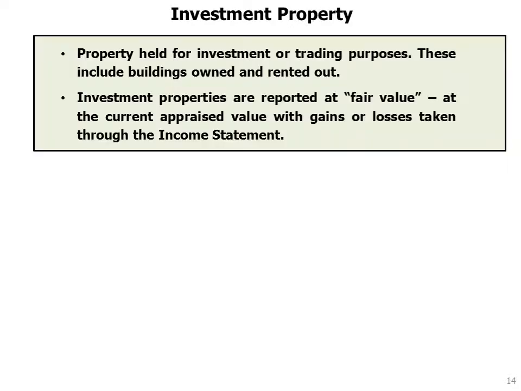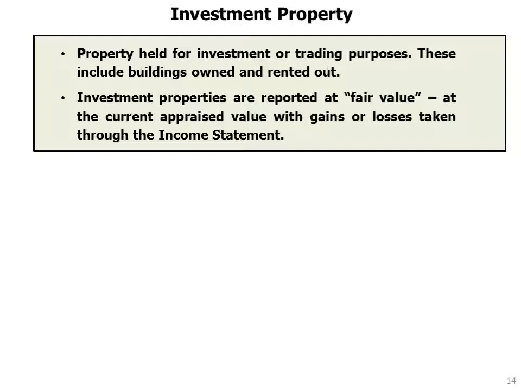Property and plant which is reported at historic cost is reported on the basis of how much it cost originally less accumulated depreciation. It does not look at the current market or replacement cost in any way. Investment property, however, is property held for investment or trading purposes, including buildings owned and rented out. So investment properties are reported at what is often called fair value.